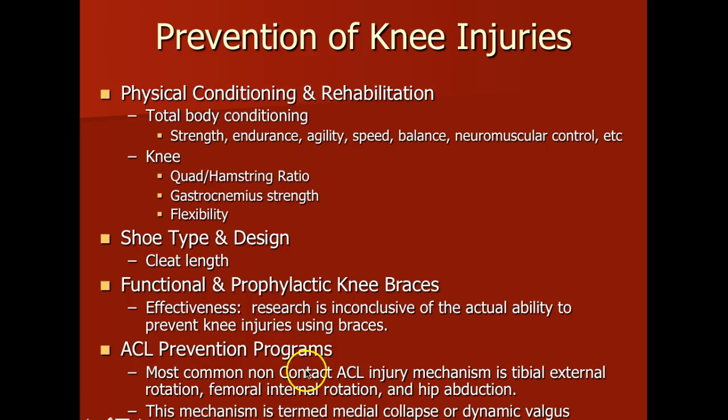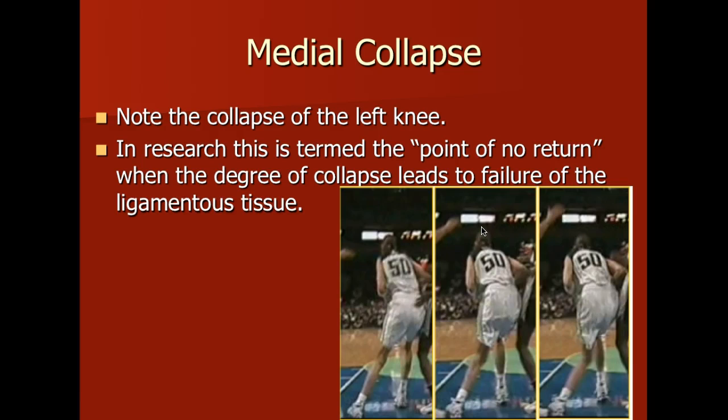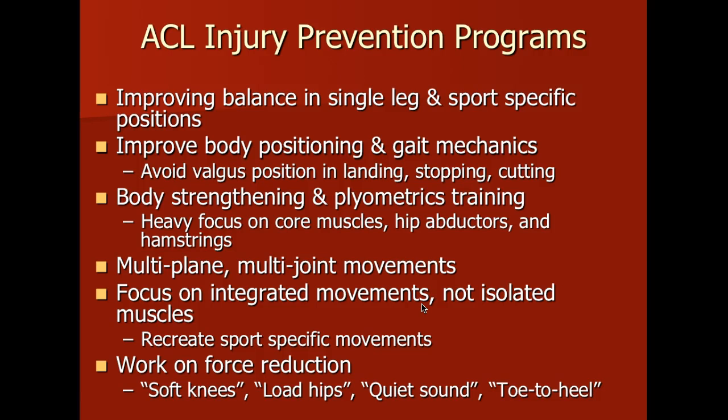So let me go back here. This last bullet point says that in most common non-contact ACL injuries, the mechanism is tibial external rotation, femoral internal rotation, and hip abduction. They call this the medial collapse. This is what it looks like when an athlete is landing and their knee just collapses inward like this. And remember, that's usually the position in which the ACL is most compromised. So ACL prevention programs, this is what they're trying to work on.